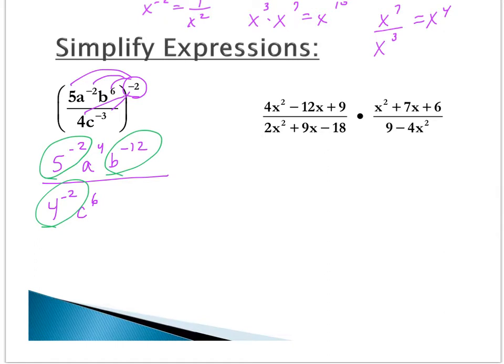So that would give me a 4 squared in the numerator, which we know to be 16, a to the 4th, over, and then a 5 squared in the denominator, which we know to be 25, b to the 12th, c to the 6th. For the problem on the right, when we see problems of this type, we want to go ahead and factor each term first.